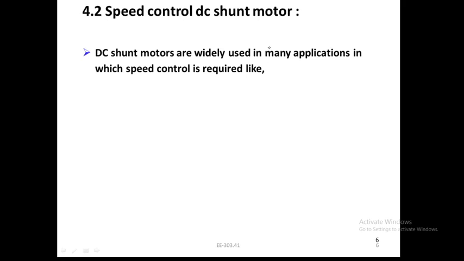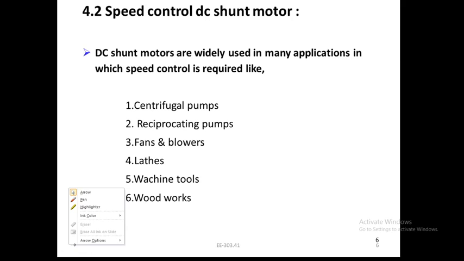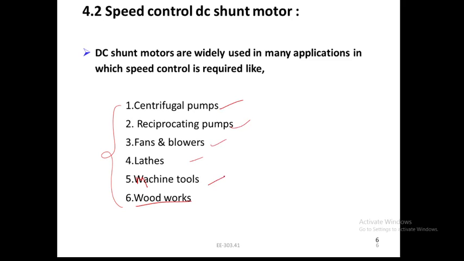Now, the DC shunt motor speed control. The DC shunt motor is widely used in many applications such as centrifugal pumps, reciprocating pumps, fans and blowers, lathe machines, machine tools, and woodwork. In all of these we use DC shunt motors requiring speed control. They all run at different speeds, so we need different speed control devices.